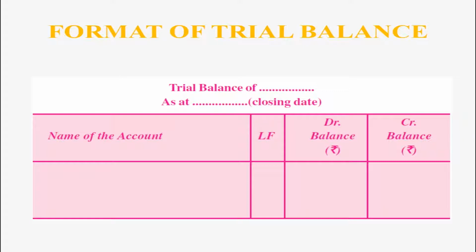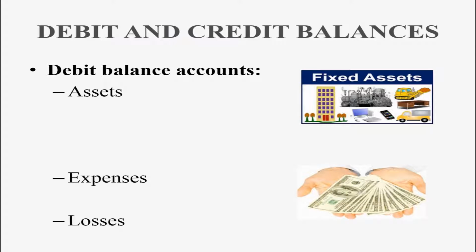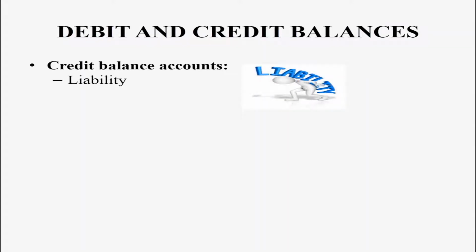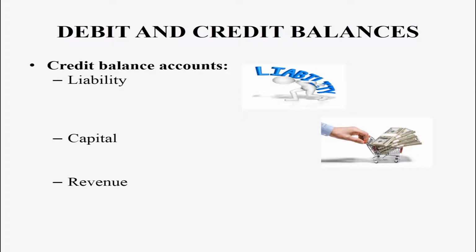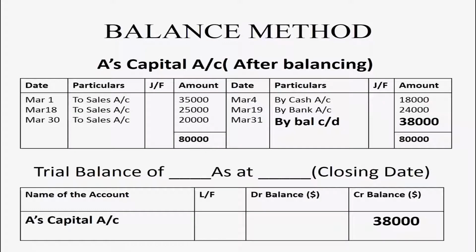So now let's have a look at debit and credit balances. Debit balance accounts are assets, expenses, and losses, and credit balance accounts are liabilities, capital, revenue, incomes, and gains. Now, moving on to the different methods of preparing a trial balance, which are the total method and the balance method. Let's start with the balance method.